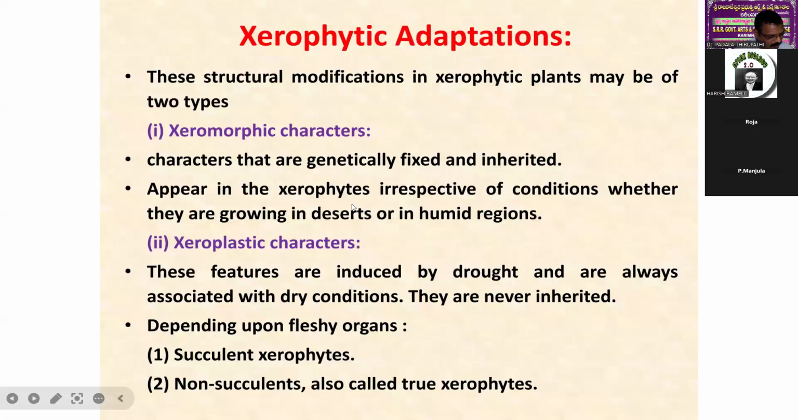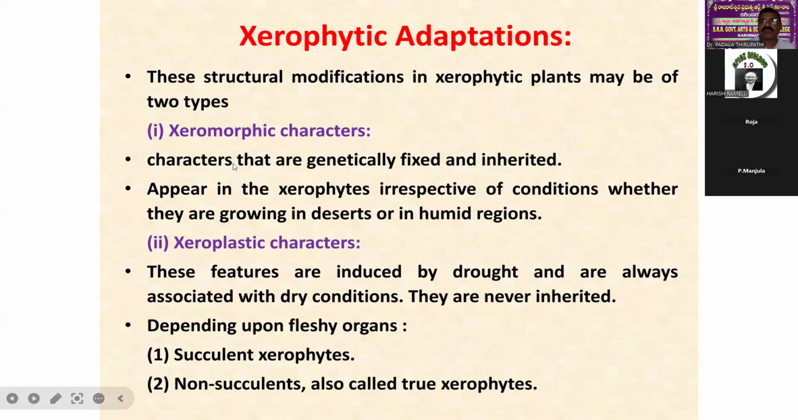So next, here we can discuss the ecological adaptations of these xerophytes. These structural modifications are again classified into two types, xeromorphic characters and xeroplastic characters. The xeromorphic characters are genetically fixed and inherited.